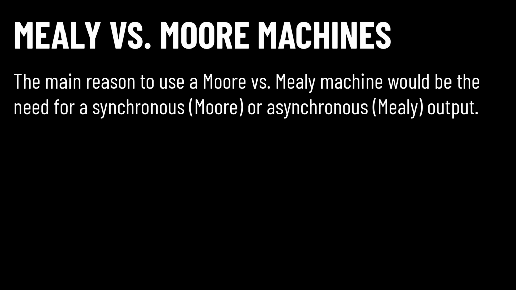Sometimes there are straightforward reasons why a finite state machine should be designed as a Moore machine or a Mealy machine. These reasons would primarily include the need for a synchronous or asynchronous output signal. However, all other things being equal, what are the pros and cons of each type of circuit?